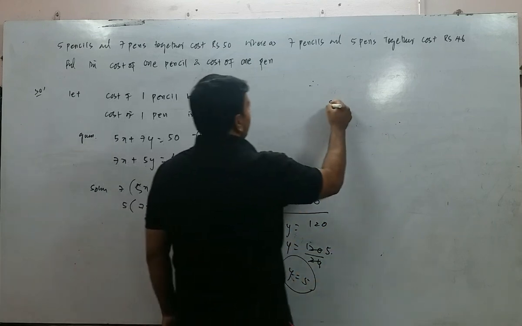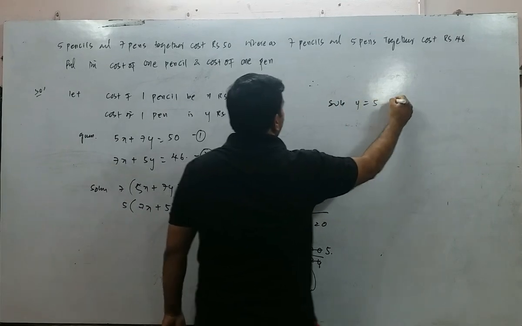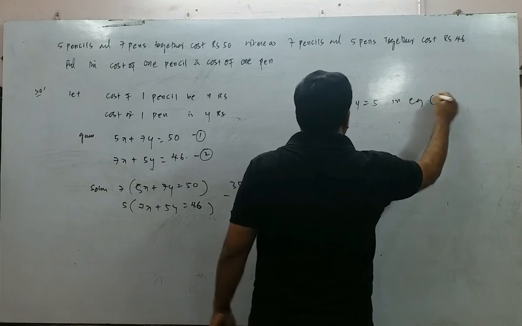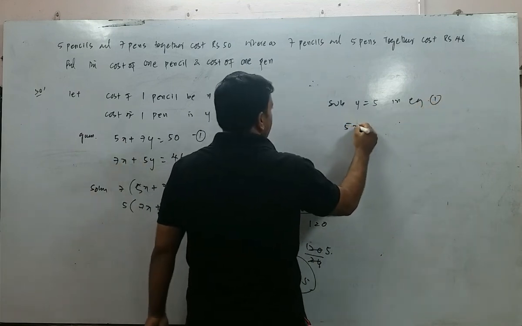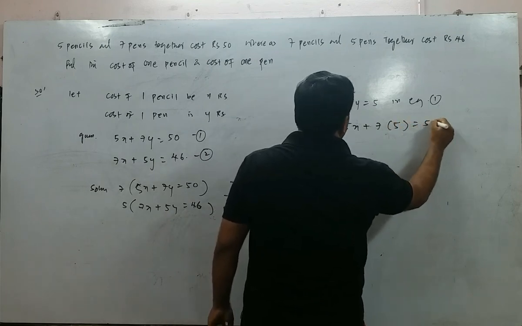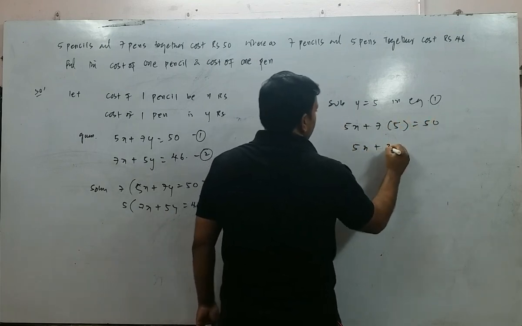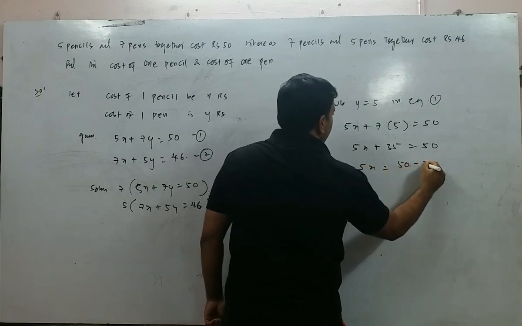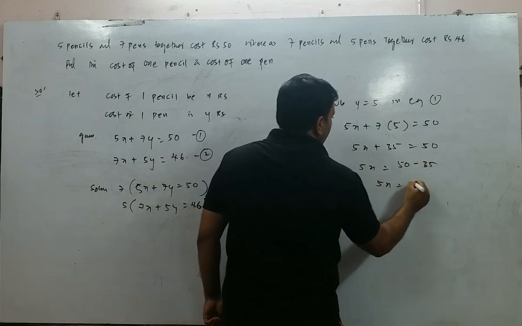Now what will you do? Substitute y is equal to 5 in equation. Any one equation I will substitute. I will put in equation 1. So it is 5 into x plus 7 into what is y? 5 is equal to 50. So 5x plus 35 is equal to 50. 5x is equal to 50 minus 35. 5x is equal to 15.